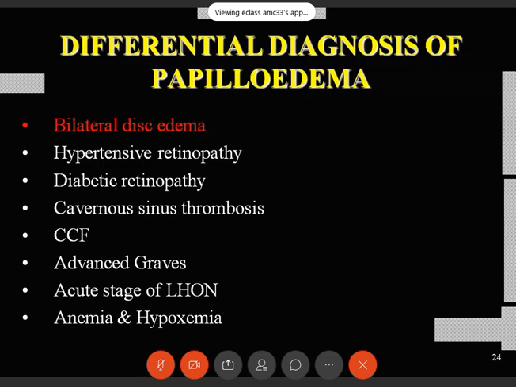Bilateral disc edema. This is hypertensive retinopathy. It is a systemic disease. So hypertensive retinopathy involves both eyes. As hypertension advances, it leads to edema of the disc. Diabetic retinopathy is similar. Cavernous sinus thrombosis leads to bilateral edema. Carotid cavernous fistula, advanced Graves' disease, anemia, and hypoxia. These are a few causes for the differential diagnosis of papilledema.